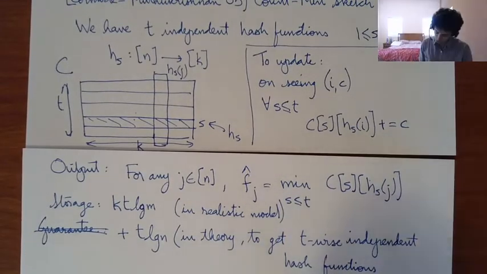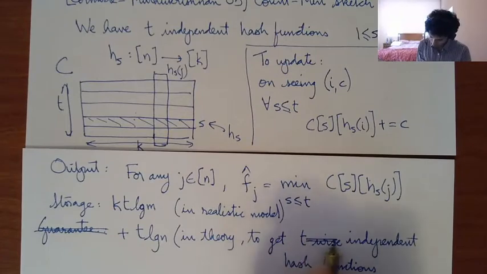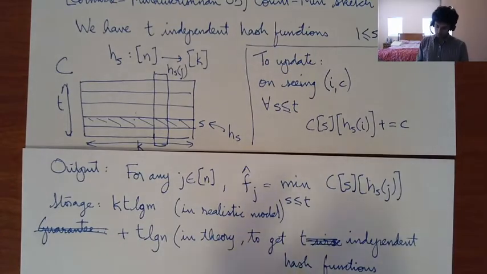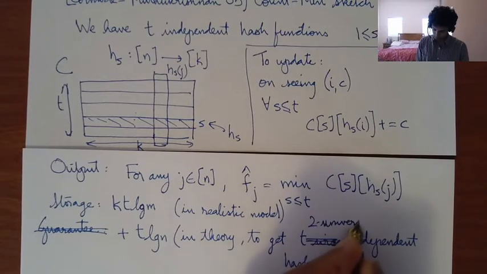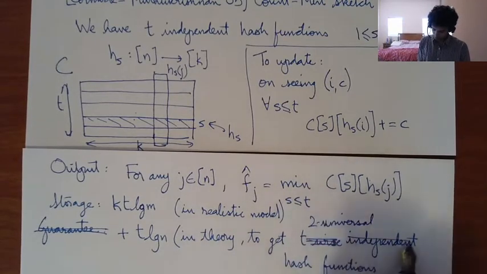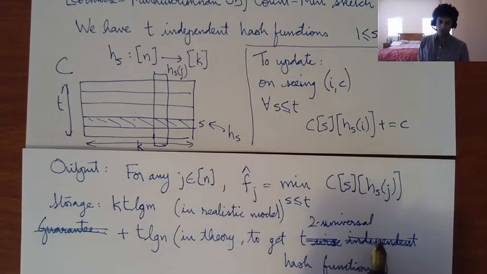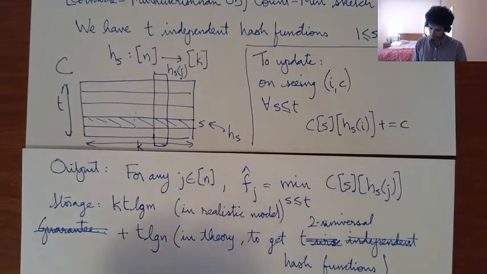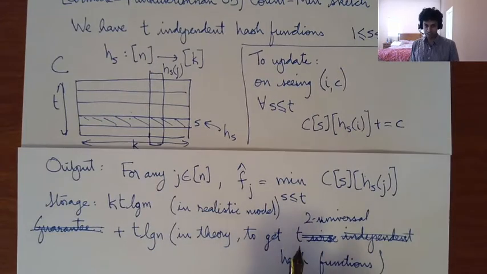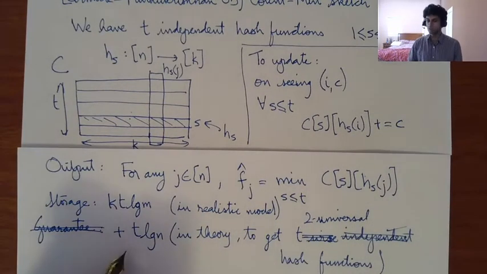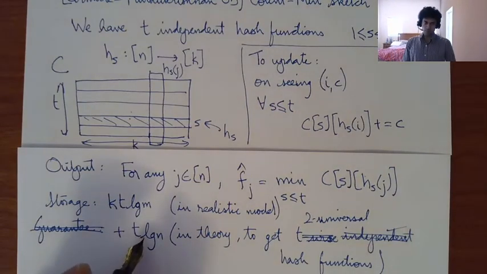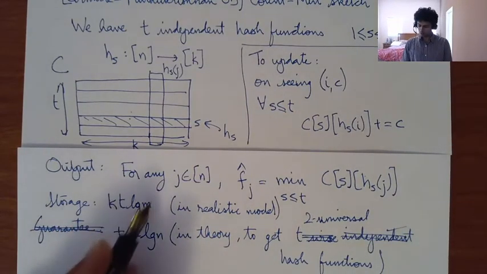I should say, to generate t independent two universal hash functions. So this is to generate t two universal hash functions, you'll use t log n bits. But if you already assume you have the hash functions, then you can just look at this.